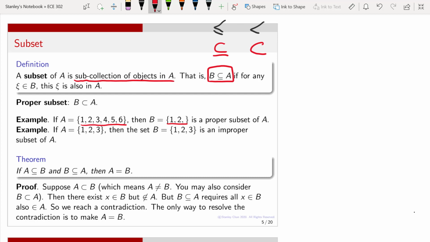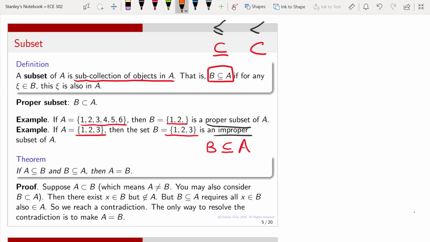The other example would be that if you get a set A which contains 3 elements and B also contains these 3 elements, then you can say that B is an improper subset of A because any element that's in B is also in A. However, B can also be equal to A. Okay, so here I'm giving you a proper subset, and here I'm giving you an improper subset.